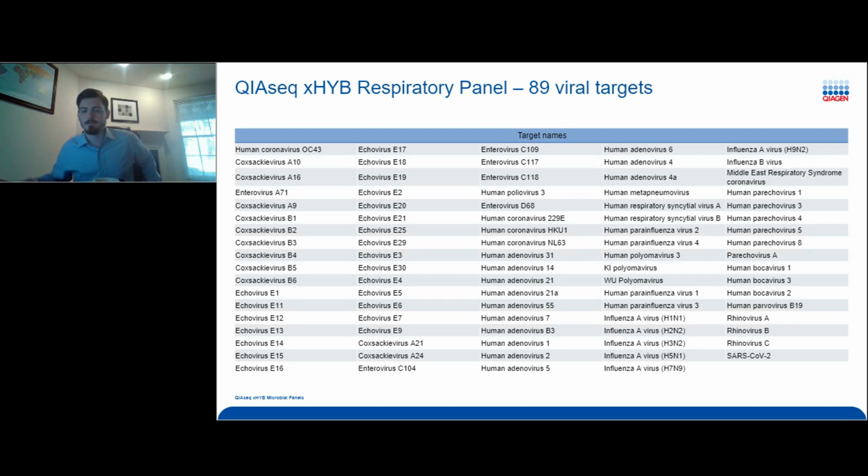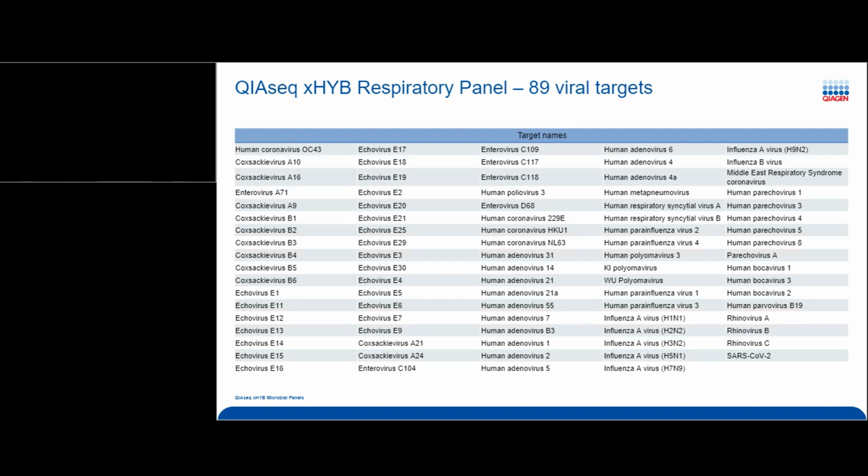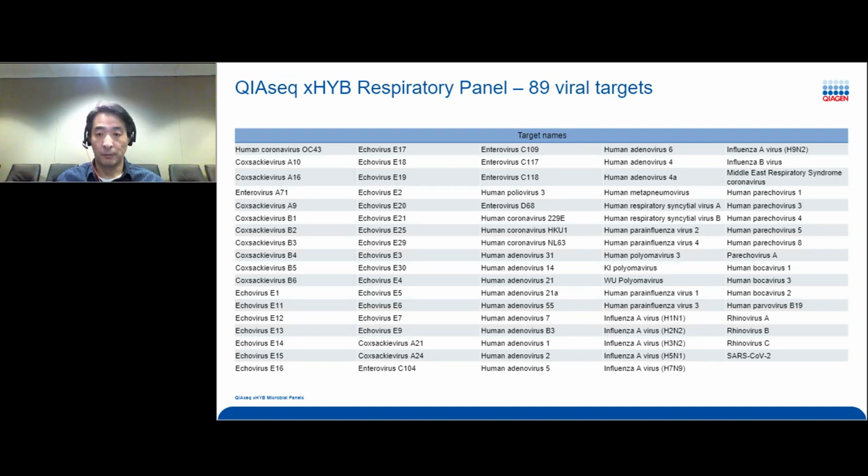Okay, he was asking about VP1 and the 5 UTR. So it would be the entire genome that's covered for each of these viruses. Okay, thank you.